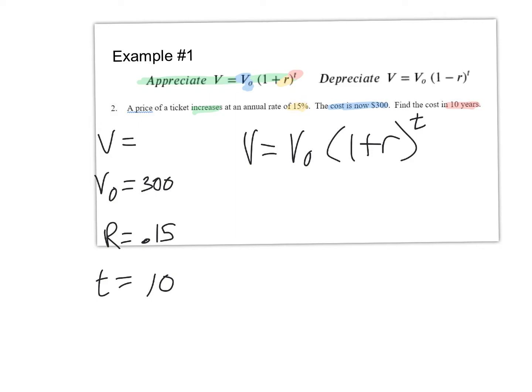All right, so let's get started here. Okay, so V equaling 300 times 1 plus 0.15, raised to the 10th power. I'm going to try to clean that up a little bit.